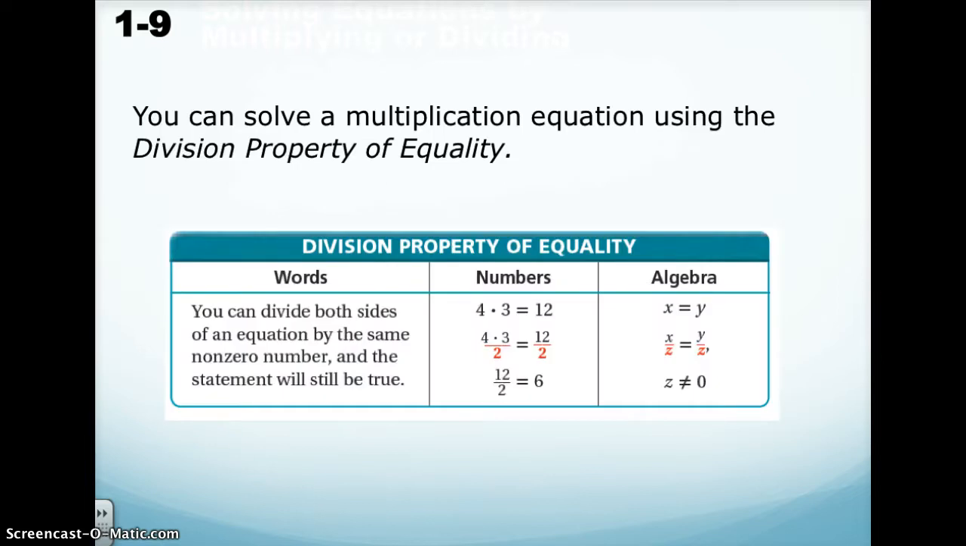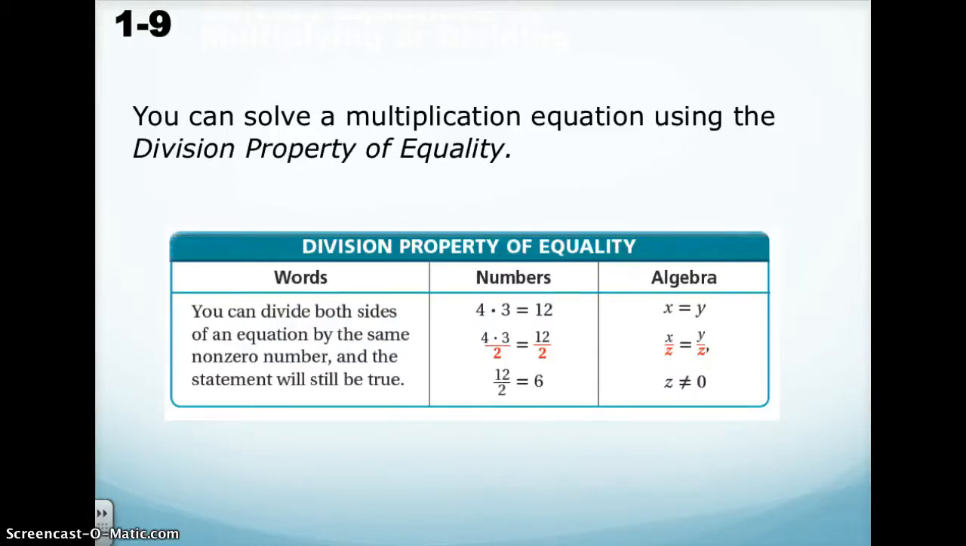You can solve a multiplication equation using the division property of equality. If you remember, we talked about addition and subtraction properties and keeping the two sides of the equal sign balanced. It's the same concept with the division property. You can divide both sides of an equation by the same non-zero number and the statement will still be true.